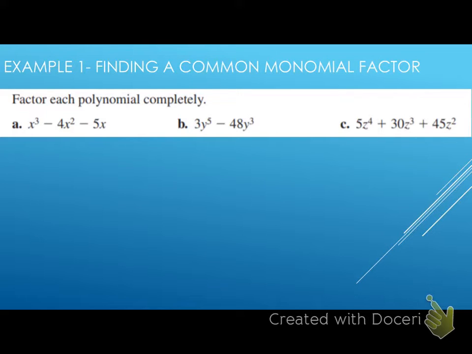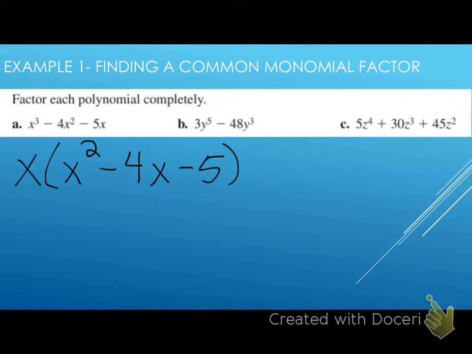So, what can I factor out here? X. Is that my GCF? Yes, it is. So, x times what would give me x cubed? X squared. X times what would give me negative 4x squared? Negative 4x. X times what would give me negative 5x? Negative 5. Always look for a GCF first and foremost. Okay?